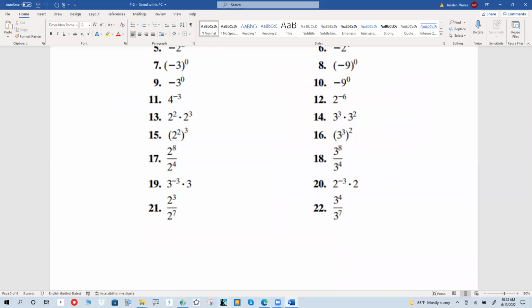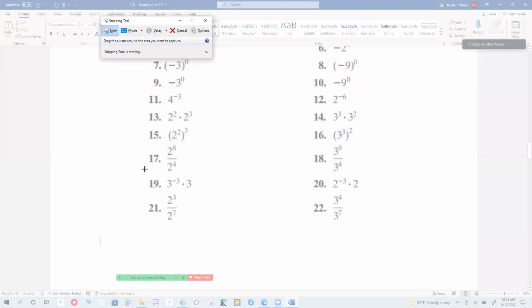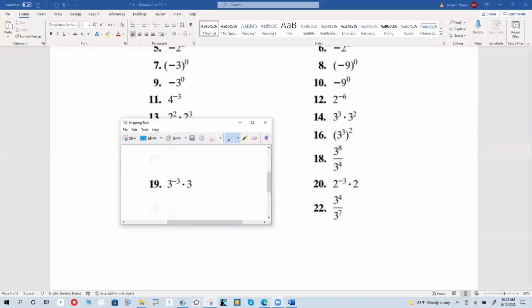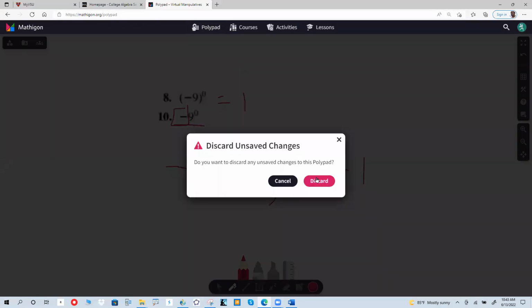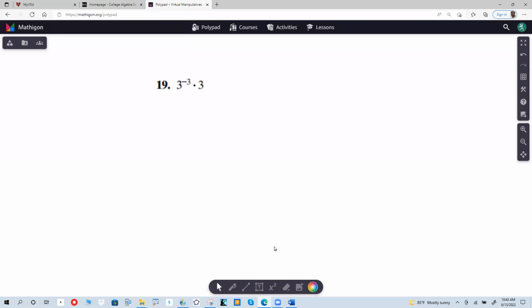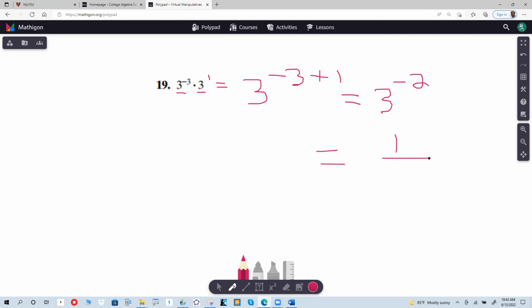Let's do 19. Not a whole lot going on here, but might as well. Don't let the negative power bother you very much. I know there's a bunch of 3's here. Who cares? The bases are the same. This has a power of 1. So I'm going to write 3 to the power -3 plus 1. And -3 plus 1 is -2. So this boils down to 3 to the power -2. I don't like to put a negative in my power, so I'm going to write it like this. And 3 squared is really 9.